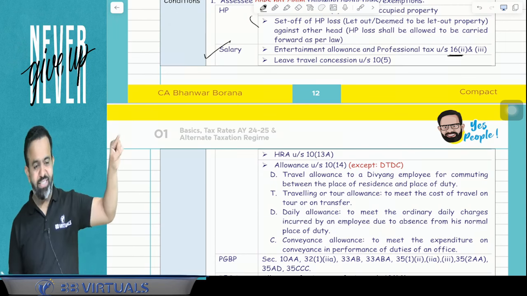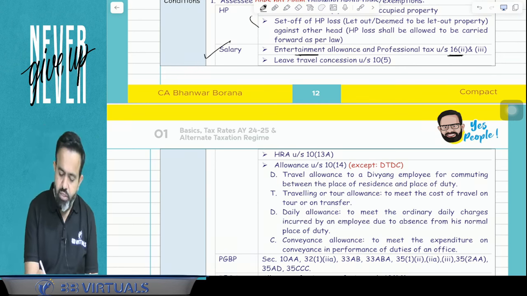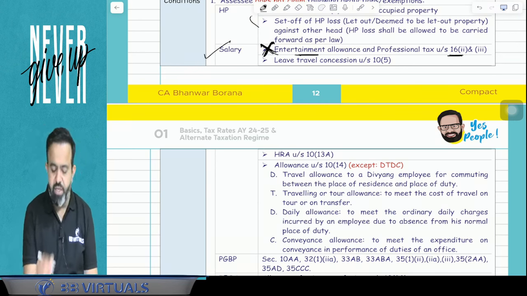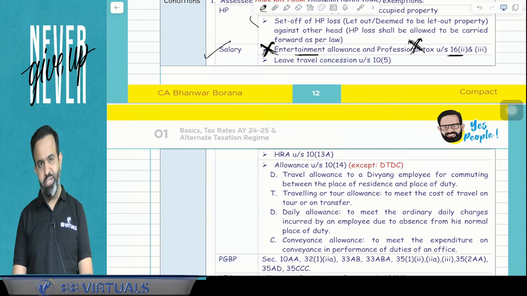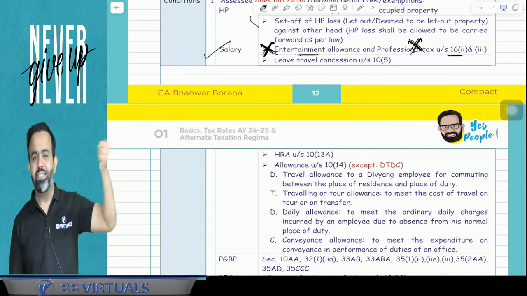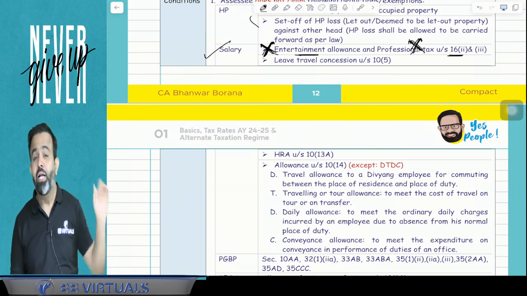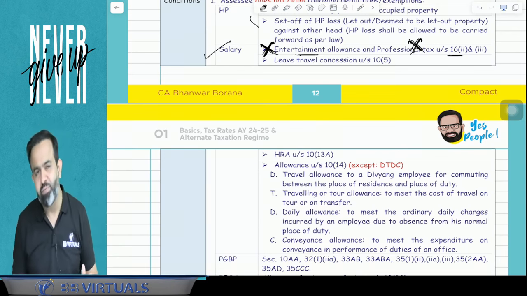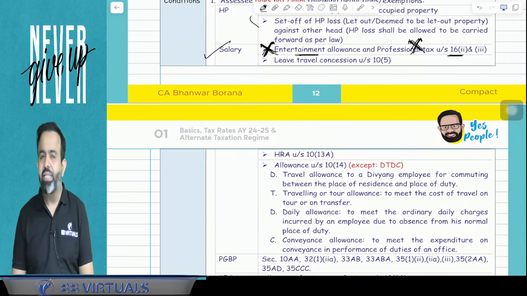Now, guys, there is an amendment in this section. This section says that the entertainment allowance deduction is not available if the assessee opts for this section. The professional tax deduction is also not available if the assessee opts for this section. But guys, the 50,000 rupees standard deduction is still available, whether you opt for 115BAC or not. You know that till last year, if you opted for 115BAC, that 50,000 standard deduction was not there. But now, even if you opt for 115BAC, the 50,000 standard deduction is still there. You can claim it. So what I'm saying is that entertainment allowance deduction is not available, professional tax deduction is not available.